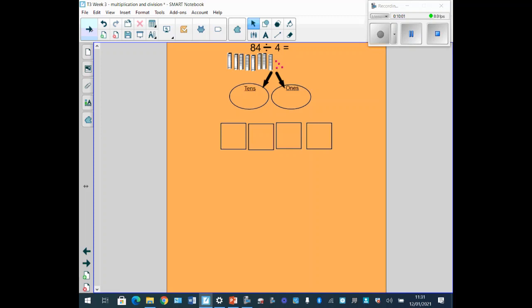Okay, how did you get on? Could you divide 84 into 4 equal groups? Okay, let's partition to tens and ones. I'll take my 8 tens, pop them in the 10 circle. I'll take my 4 ones, pop them in my ones.